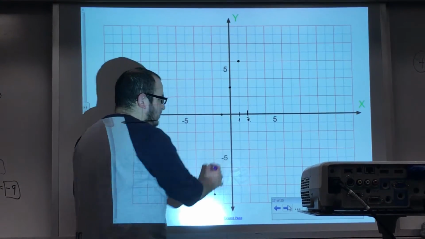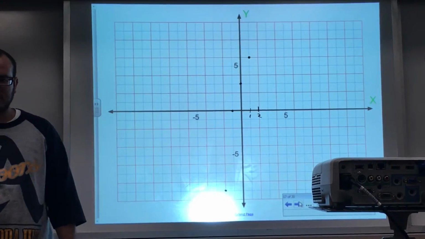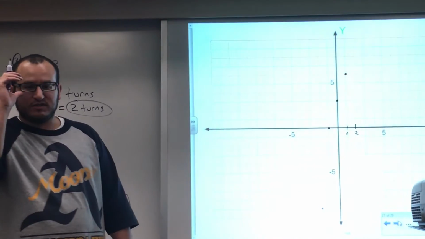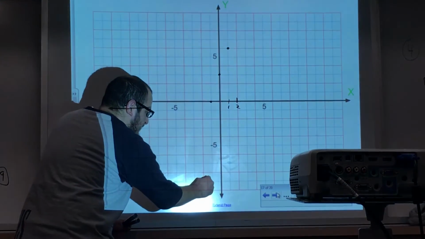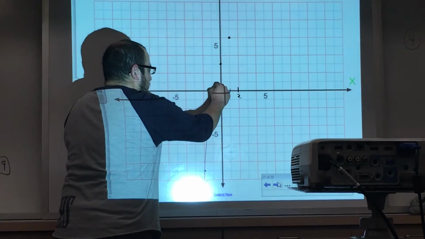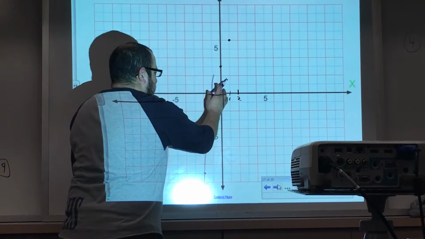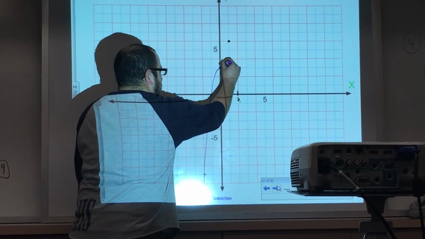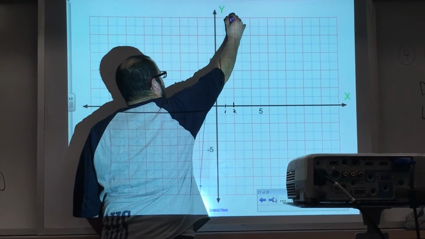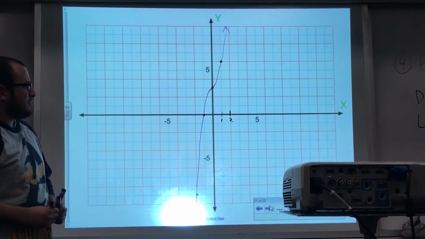I know at first it's going to be hard to graph these. But the more you do it, the more practice you're going to get. So it's shooting up from negative infinity, going up, and it changes direction here. And graph that again. Okay, so that's what my graph looks like.